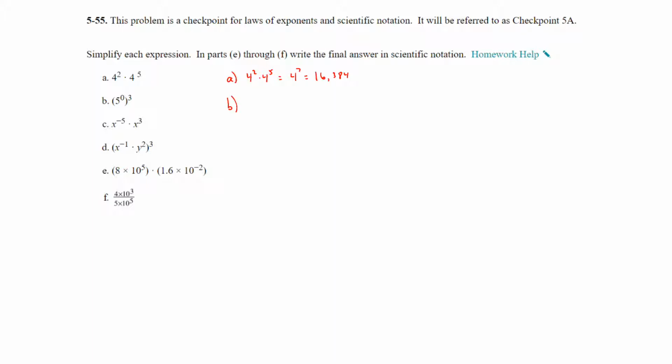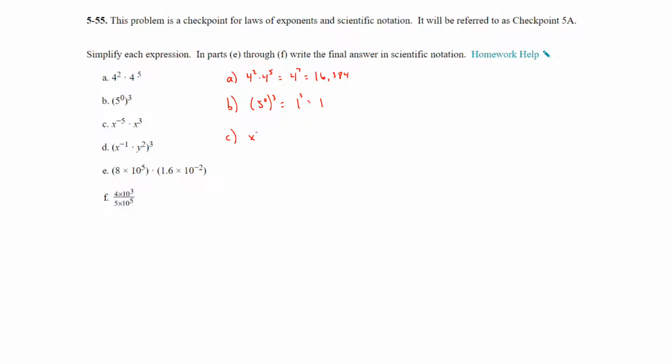B, we have 5 to the 0 power raised to the third. Could do this a couple of ways. 5 to the 0 is 1, so 1 to the third is 1. You also can multiply the exponents and get 5 to the 0, which is also 1. So a couple different ways you could look at that one.